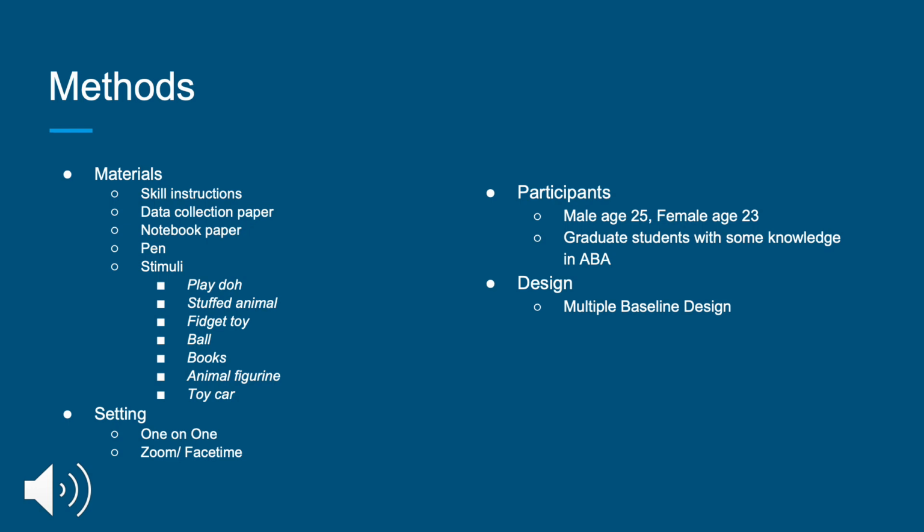For our participants, James is a male, age 25. I'm a female, age 23. We were the only 2 participants, and we're both graduate students with some knowledge in ABA. And then the design that we used is a multiple baseline design.